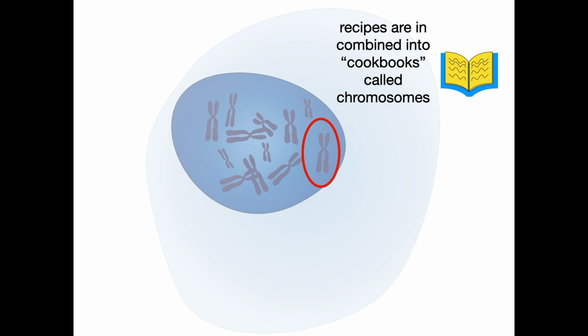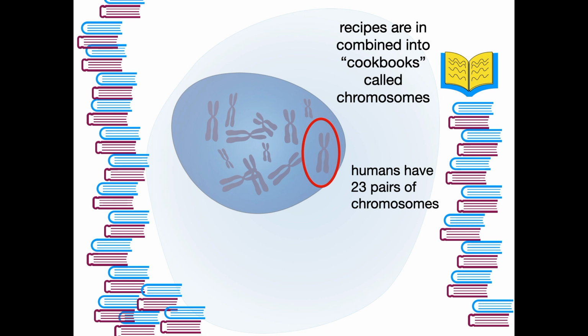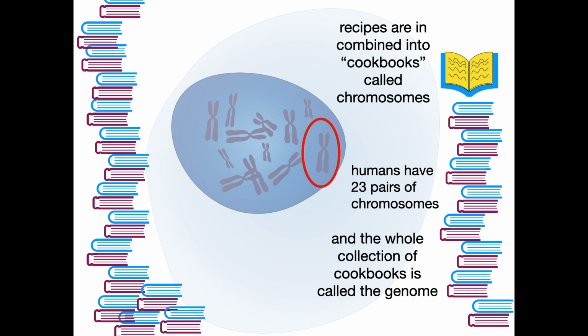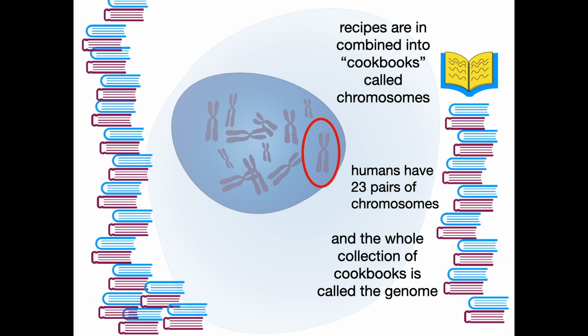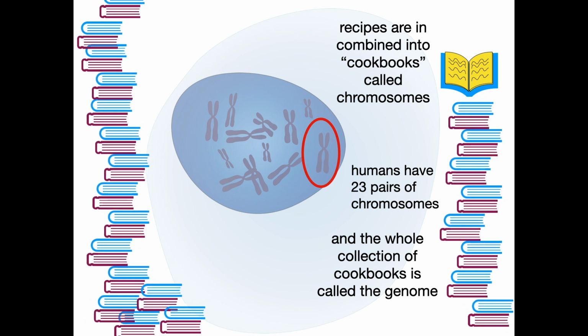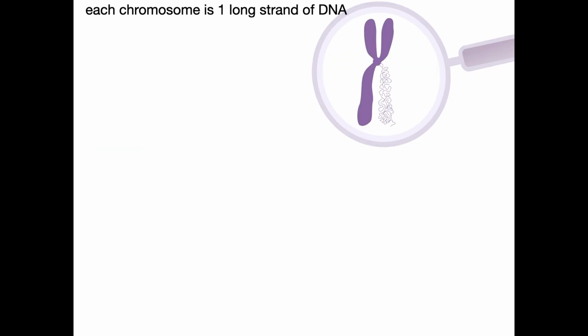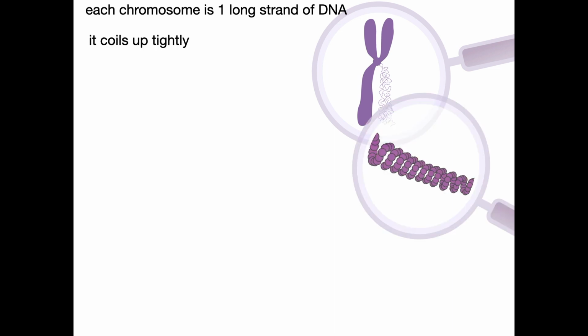These recipes are combined into cookbooks called chromosomes, and we have 23 pairs of chromosomes. And the whole collection of your cookbooks is called your genome. So what are actually these chromosomes? Because they're not really books, but each chromosome is a long double-stranded DNA coiled up tightly.